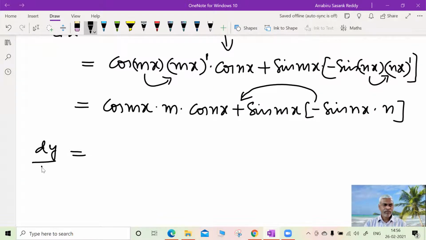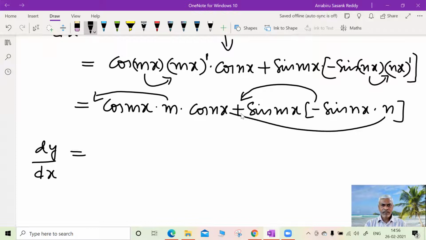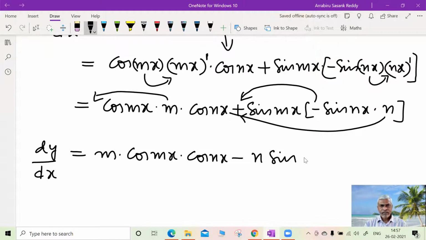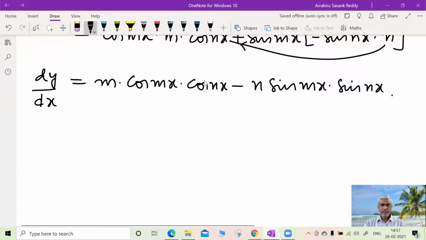Now the required derivative, you can write m here and n also here. So m into cos mx into cos nx minus n into sin mx into sin nx. Now let us take one more question.